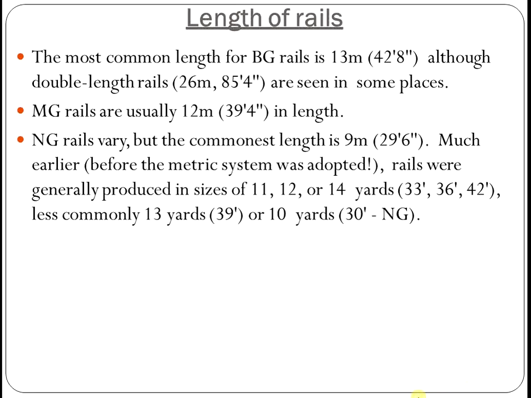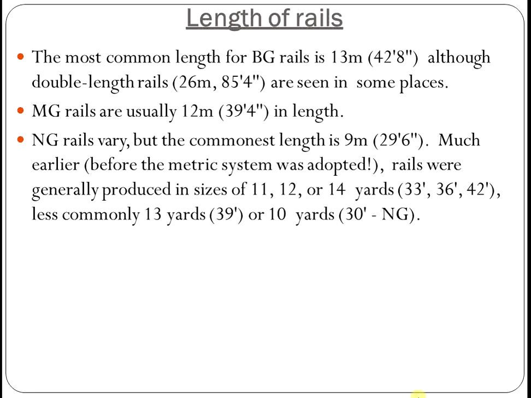Next point is the length of rails. Here we see what the actual length of one rail is. The most common broad gauge length is 13 meter, although double length rails of 26 meter are seen in some places. Next, in meter gauge, usually the length is 12 meter and narrow gauge length is 9 meter. Much earlier, rails were generally produced in sizes of 11, 12 or 40 yards and less commonly 30 yards or 10 yards.